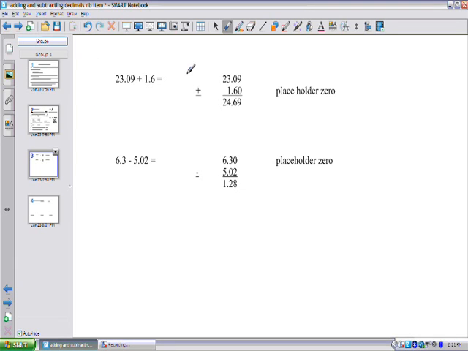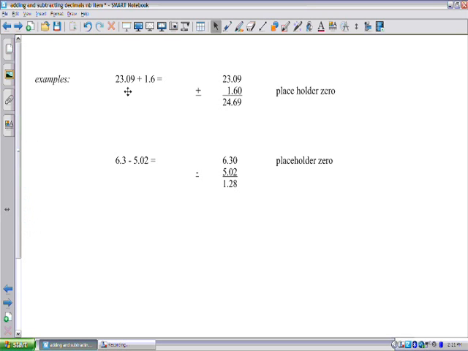Let's take a look at a couple of examples I have on here. You'll notice that I've written the examples this way, and I think one of the common problems is transferring that writing from this to this. So in my addition problem here, I have 23 and 9 hundredths plus 1 and 6 tenths. First thing that we need to do is line up the decimal points. I added in a placeholder 0 here, you can see.